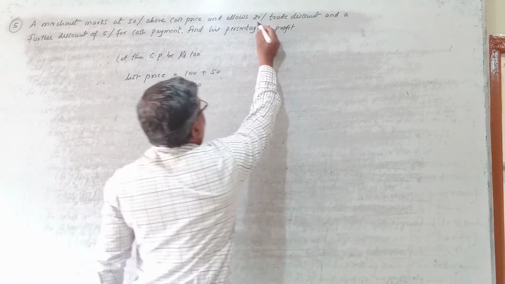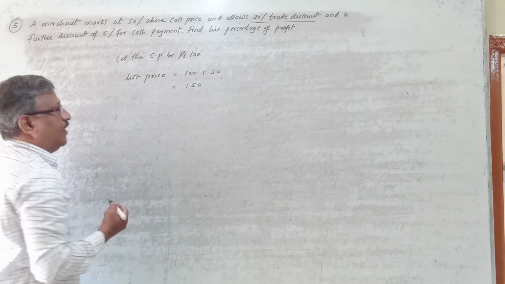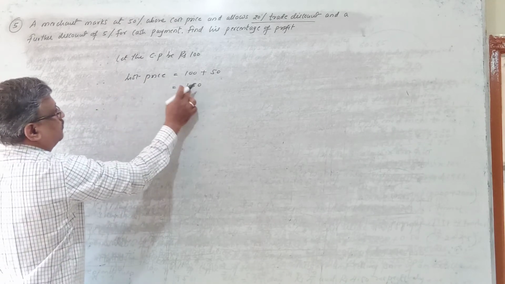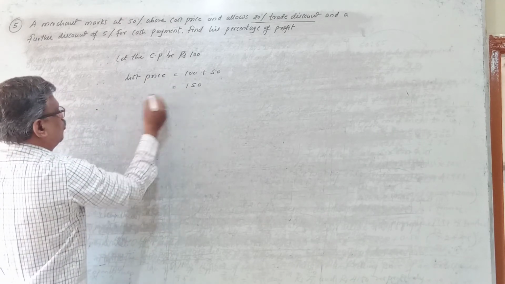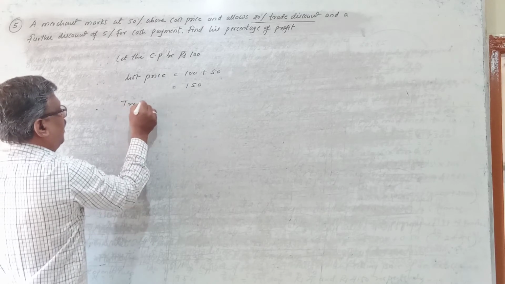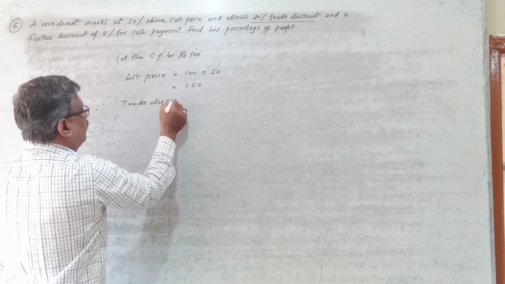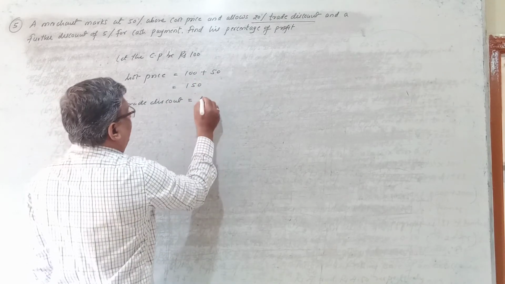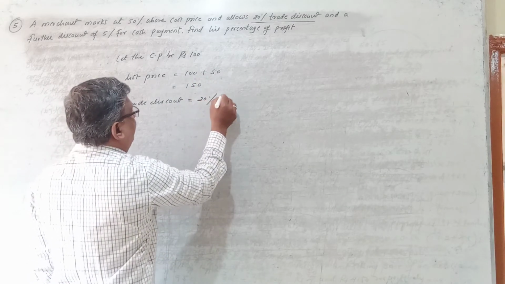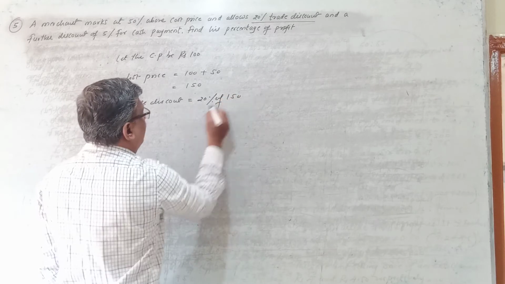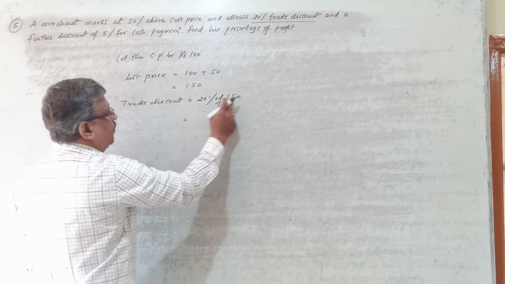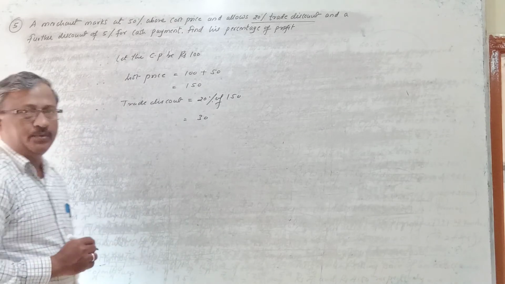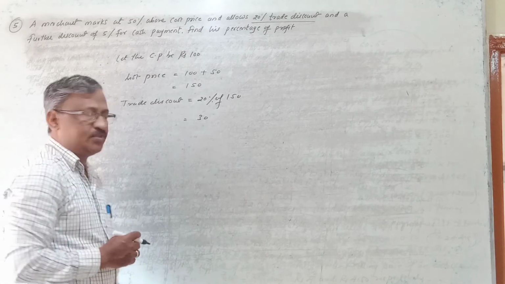So first he is giving what? 20% trade discount. And trade discount is always allowed on which price? List price. So my list price is how much? It is 150. So on this one you calculate the trade discount. Trade discount is equal to 20% of 150. So 20% of 150 comes to rupees how much? 30 rupees. So first he is giving 30 rupees discount.